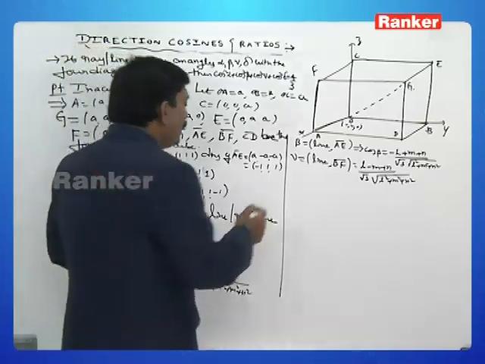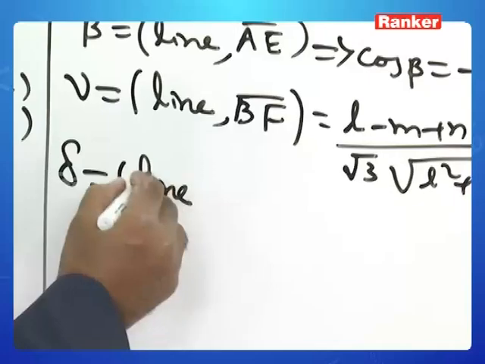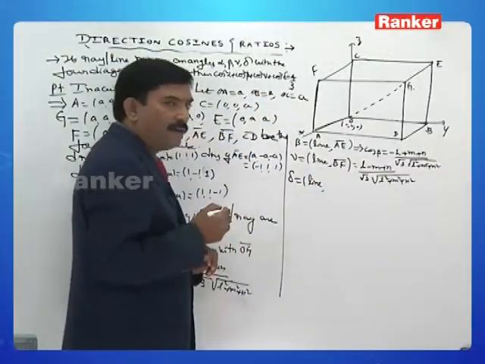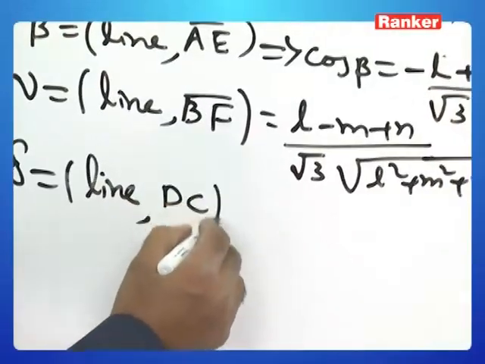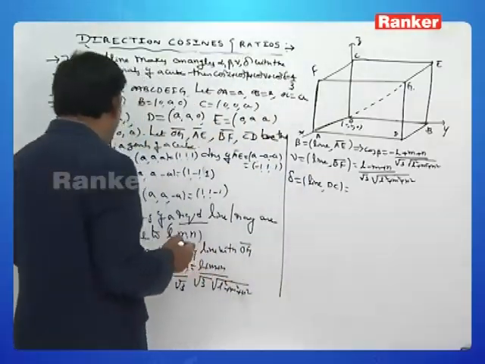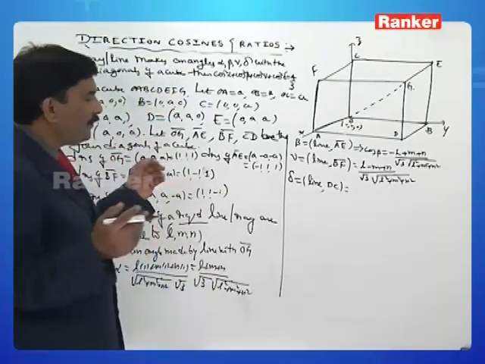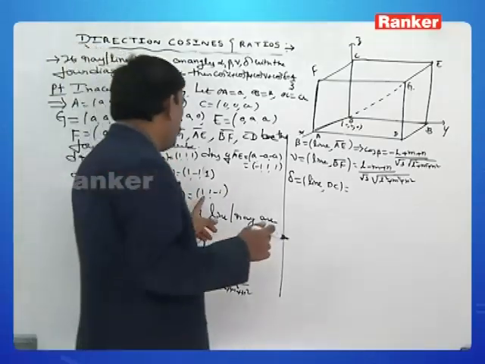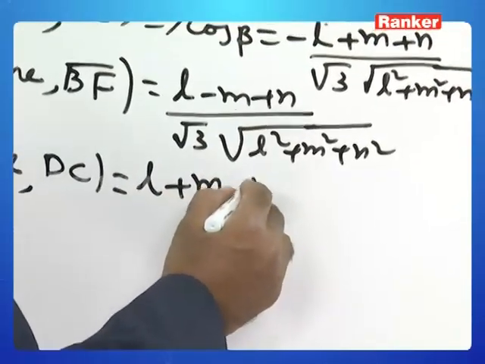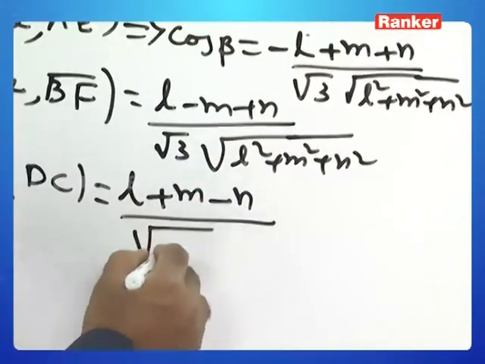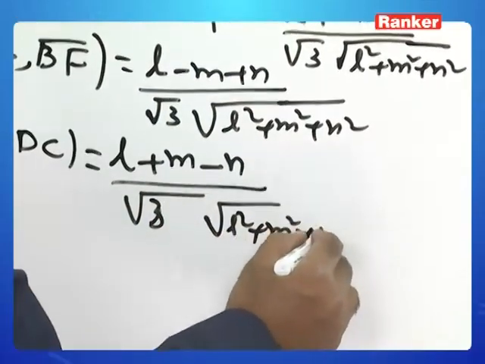So therefore, now delta is the angle between a required line or a ray which makes a delta with CD or DC, as you please. Now this is equal to DC. What are the DRS of DC? 1, 1, minus 1. What are the DRS of a required line? LMN. So therefore A1, A2 plus B1, B2 minus C1, C2 by square root of 3 into L square plus M square plus N square.